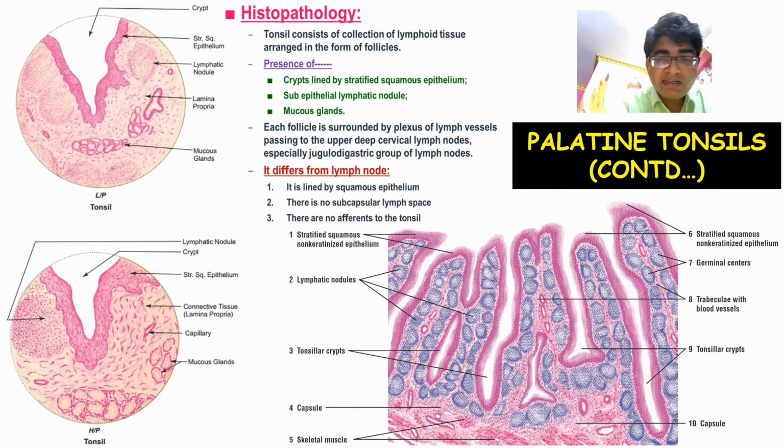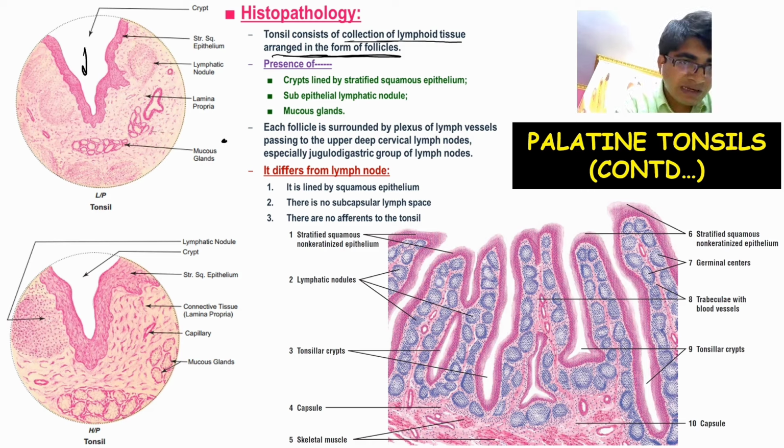Next, coming to the point of the histopathology. So in the point of the histopathology, the tonsils actually consist of collections of lymphoid tissue arranged in the form of follicles, and thus you will see the follicles with presence of crypts. So these are your crypts. Okay, these are crypts.